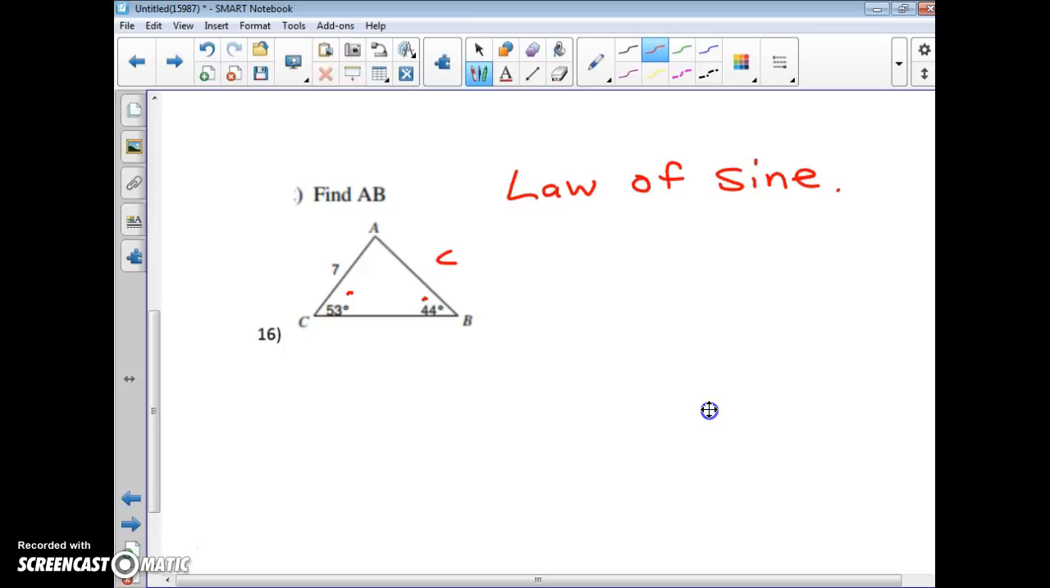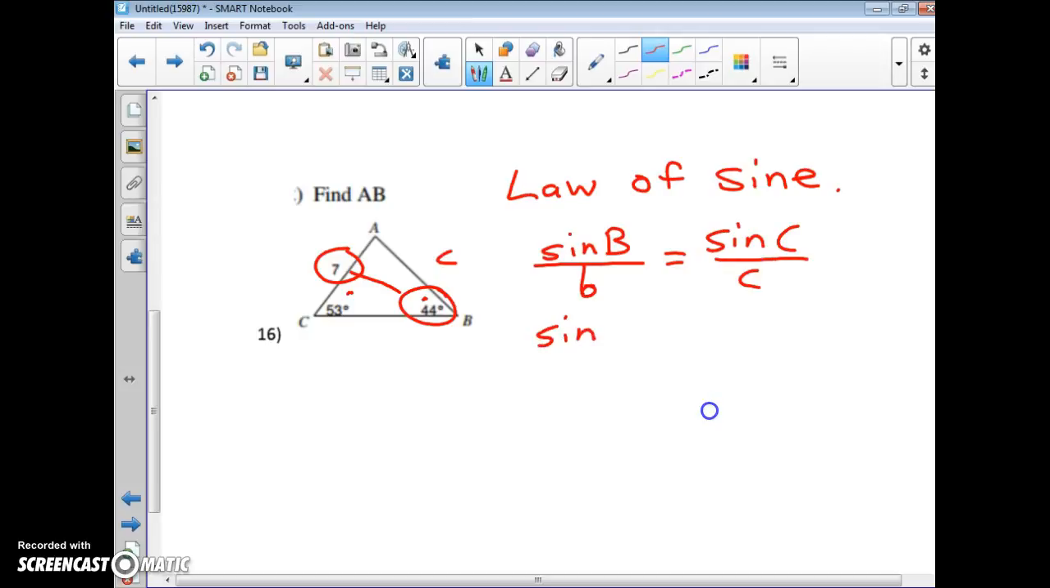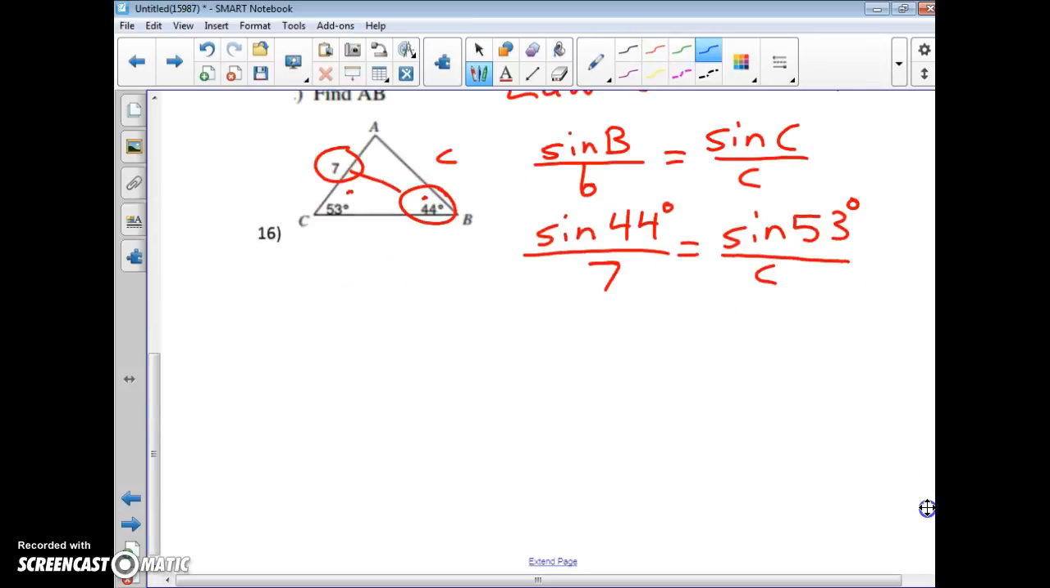Why not? So from here, remember, with the law of sines, you're looking at an angle and the side opposite it, and you're creating a ratio of these two numbers. So I'm going to say, well, sine of B, I know something about. Across from that, we'll say it's lowercase b, equal to sine C, and then finally, the side I want to know something about. So sine B, I'm going to fill that in with 44 degrees, over b is 7, equal to sine C, I'm going to fill that in with 53 degrees, over c we don't know. Now I have a proportion.